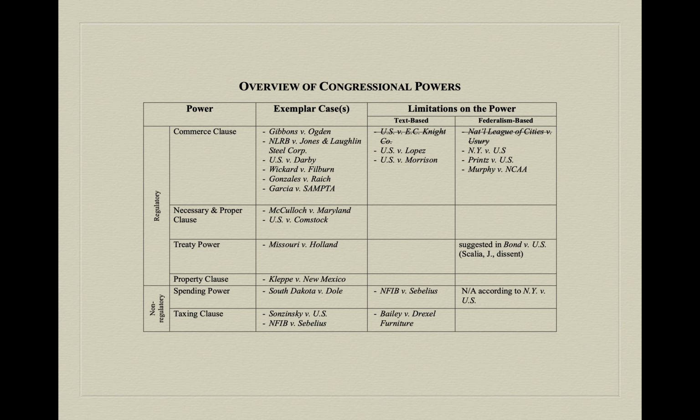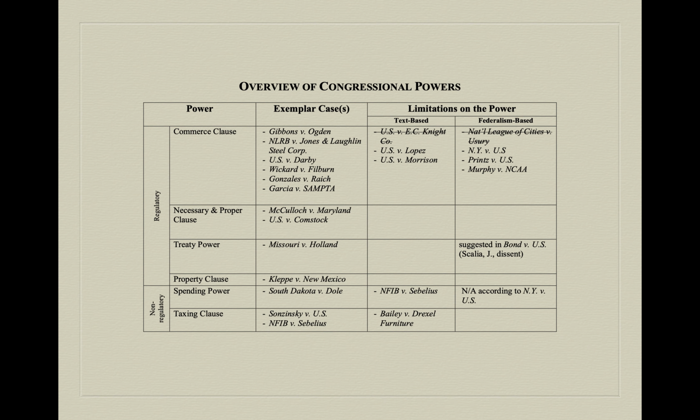It looks complex, but one goal of yours should be to try to understand it. You can rearrange it if you want. Eventually, we should add the 14th Amendment powers as well. But the idea here, in the left-hand column, we have all of Congress's powers that we've studied up through this class, the Commerce Clause being the one that we've studied in most detail. And in the second column, I have cases that exemplify valid uses of those powers. So lots of Commerce Clause cases there where the court upheld Congress's use of the Commerce Clause.